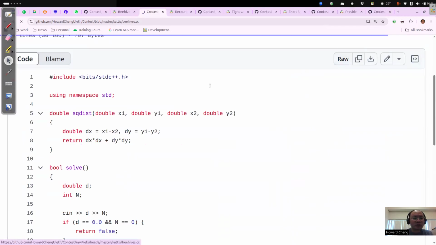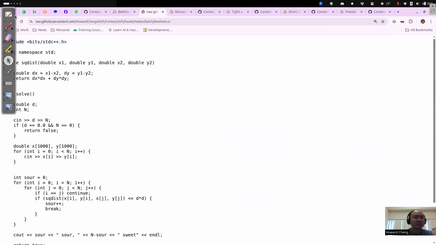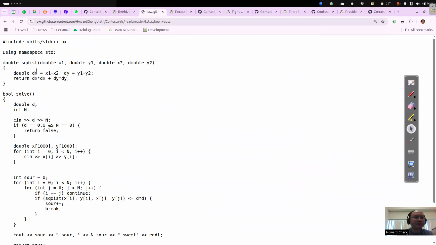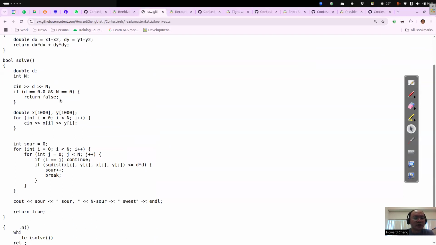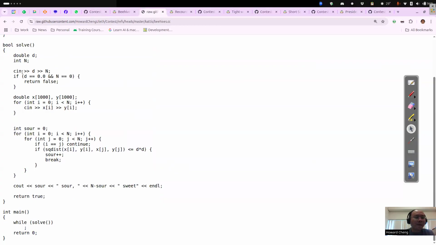Here's my solution. I have square distance computation between two points. So basically, it's the Euclidean distance without taking the square root. And then for each case, because in this problem you need to deal with a number of cases, you read the D and the N, and if they're both zeros there's no more case, otherwise you do something.